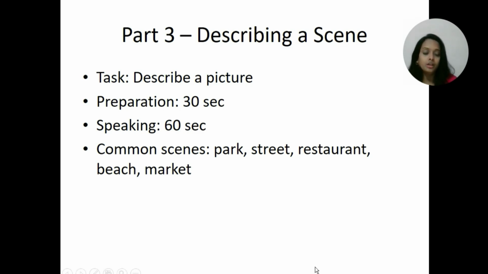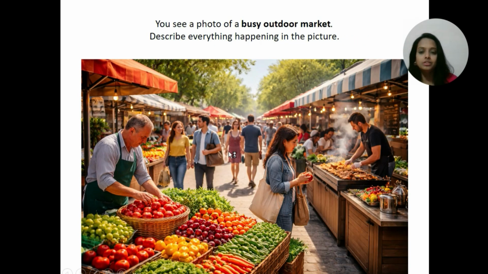Now, here is a prompt. Can you see here? You can see a picture, and you have to describe everything happening in the picture. Remember the structure. First, you have to start with the overview, then the left side description, moving to the right side description, background detail, and then overall impression. Now, let me give my response for this.